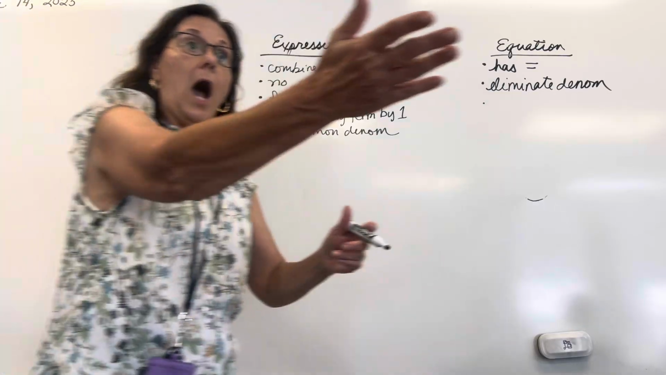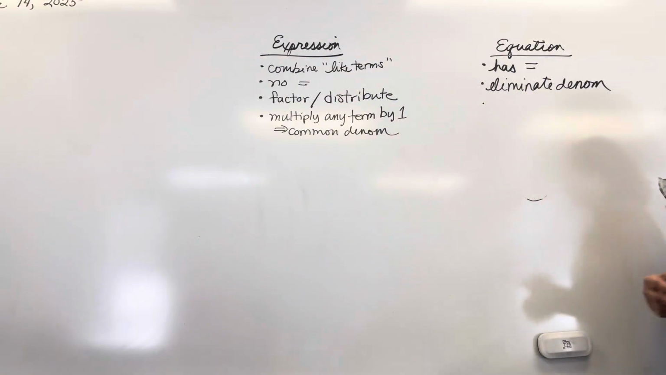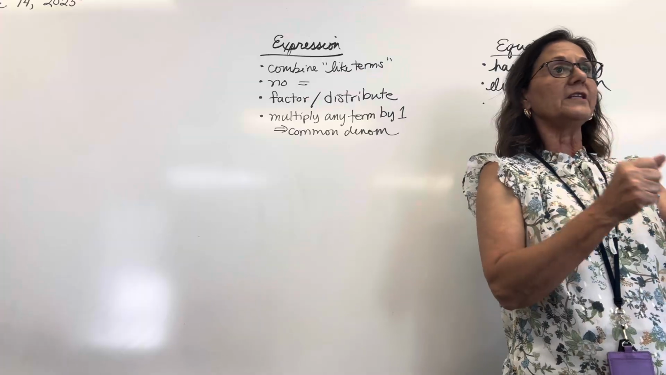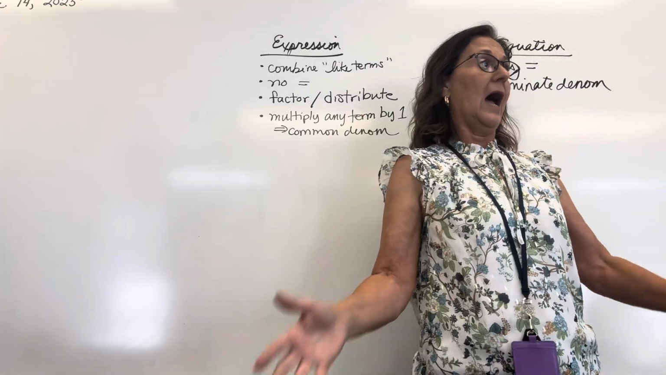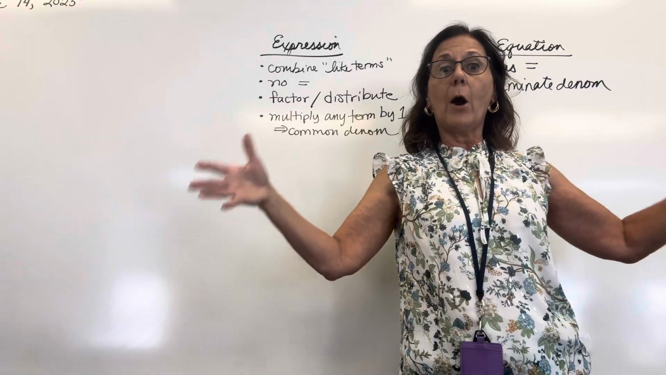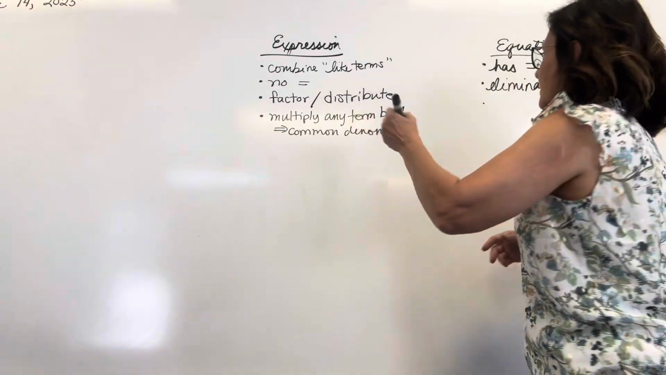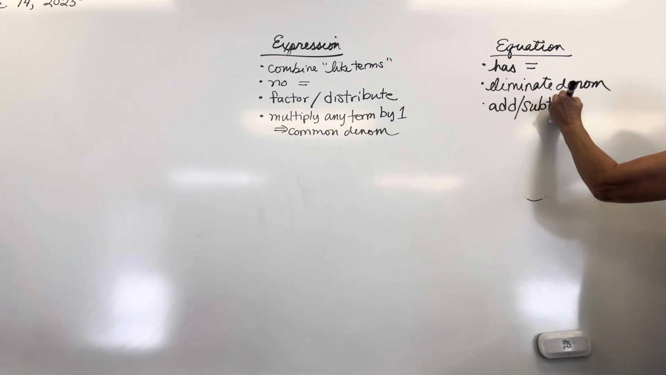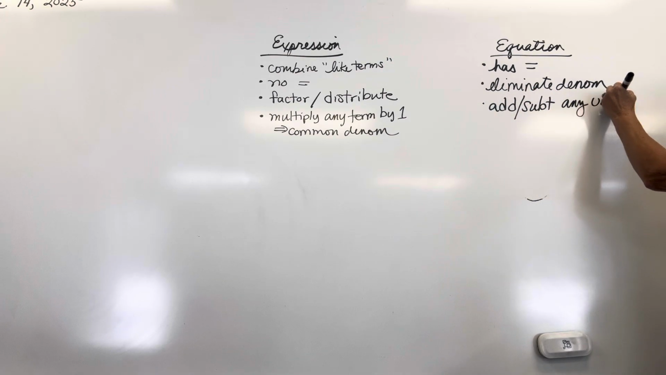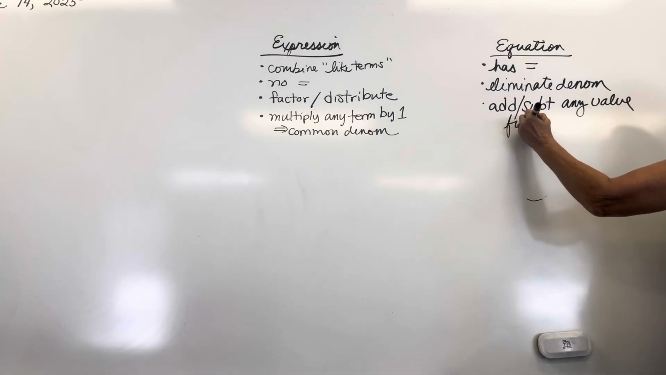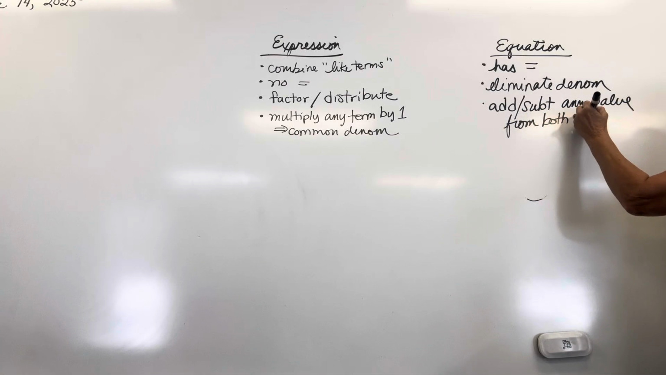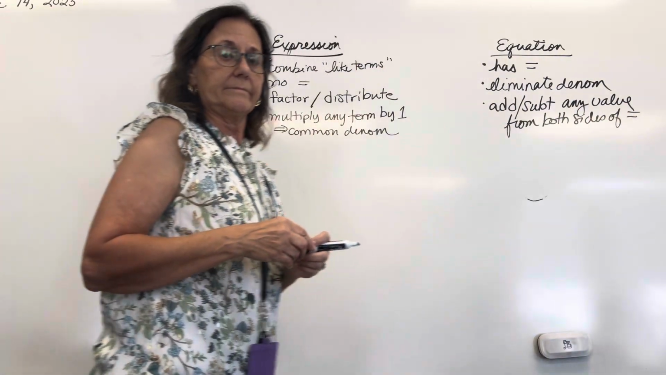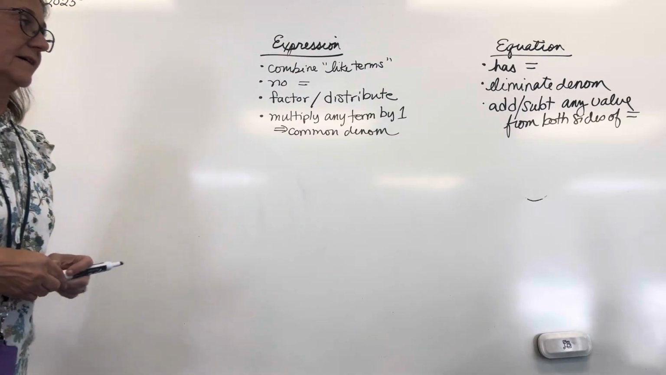All right, what can I do on both sides of the equal sign? Multiply and subtract. Okay, let's just talk about addition and subtraction. What do I do with addition and subtraction? It's just any number I can add or subtract from both sides of the equal sign. So I can add or subtract any value from both sides of the equal sign. All right?